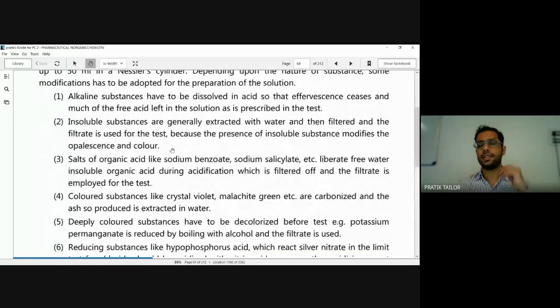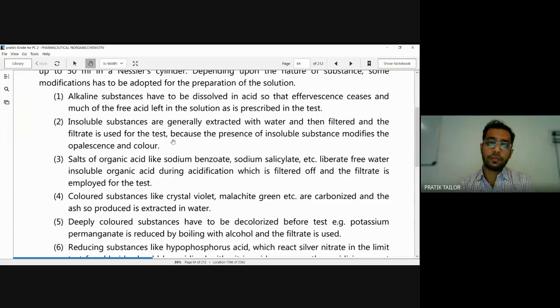In some cases, as we have already discussed, if your sample is a little alkaline and forms effervescence, then we first dissolve it in acid, let the effervescence settle down, and then use the solution for the limit test.